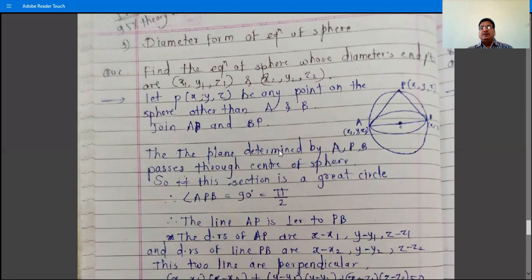The plane determined by APB passes through the center of the sphere, because the line AB passes through the center C. Since this plane passes through the center of the sphere, this section is a great circle. The section of a sphere by a plane is a circle, and this plane passes through the center of the sphere. Therefore, it is a great circle.